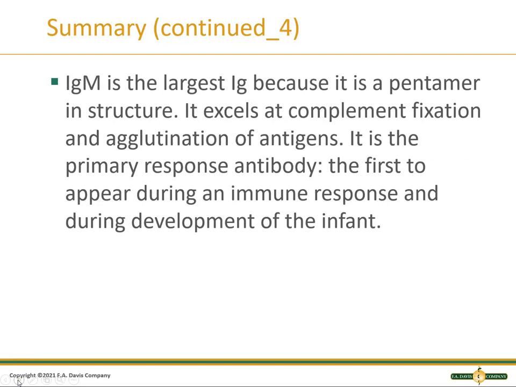IgM is the largest of all the immunoglobulins because once it's out into the bloodstream, it's a pentamer, so it's very great at binding to complement, and that's called complement fixation. That's the binding of the complement, and to agglutinate with antigens to allow the antigens to stick to it. So remember from our chart, it is big in the primary immune response, so it's the first antibody to appear, and it's the first antibody an infant will develop.